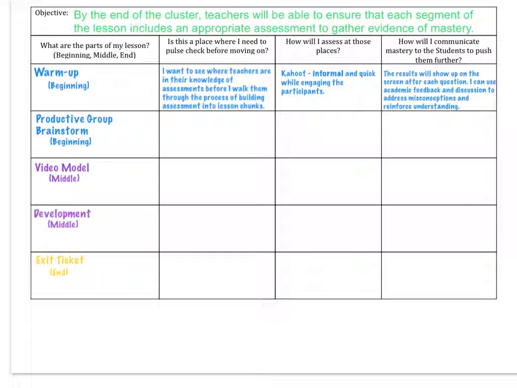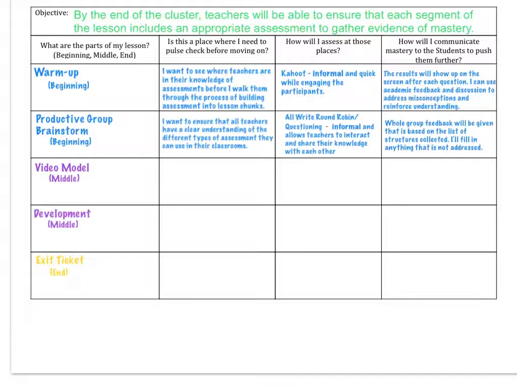And then, how will I communicate mastery to the students and push them further? As we know with Kahoot, the results will show up on the screen after each question, and I can use my academic feedback and discussion to address misconceptions and reinforce understanding. So essentially, how am I going to ensure that the students are clear on what the understanding is, and what am I going to do if students have misconceptions? Well, this gives me an opportunity to address that before moving on.